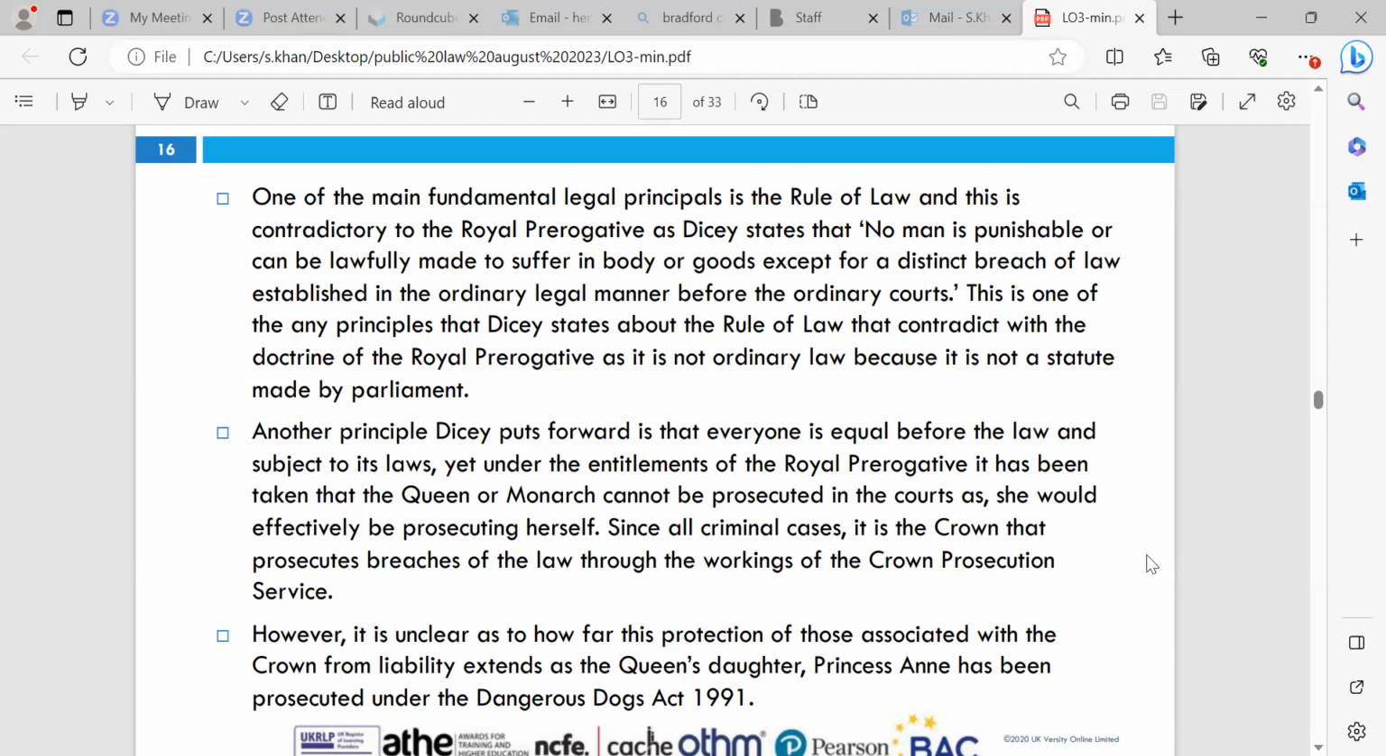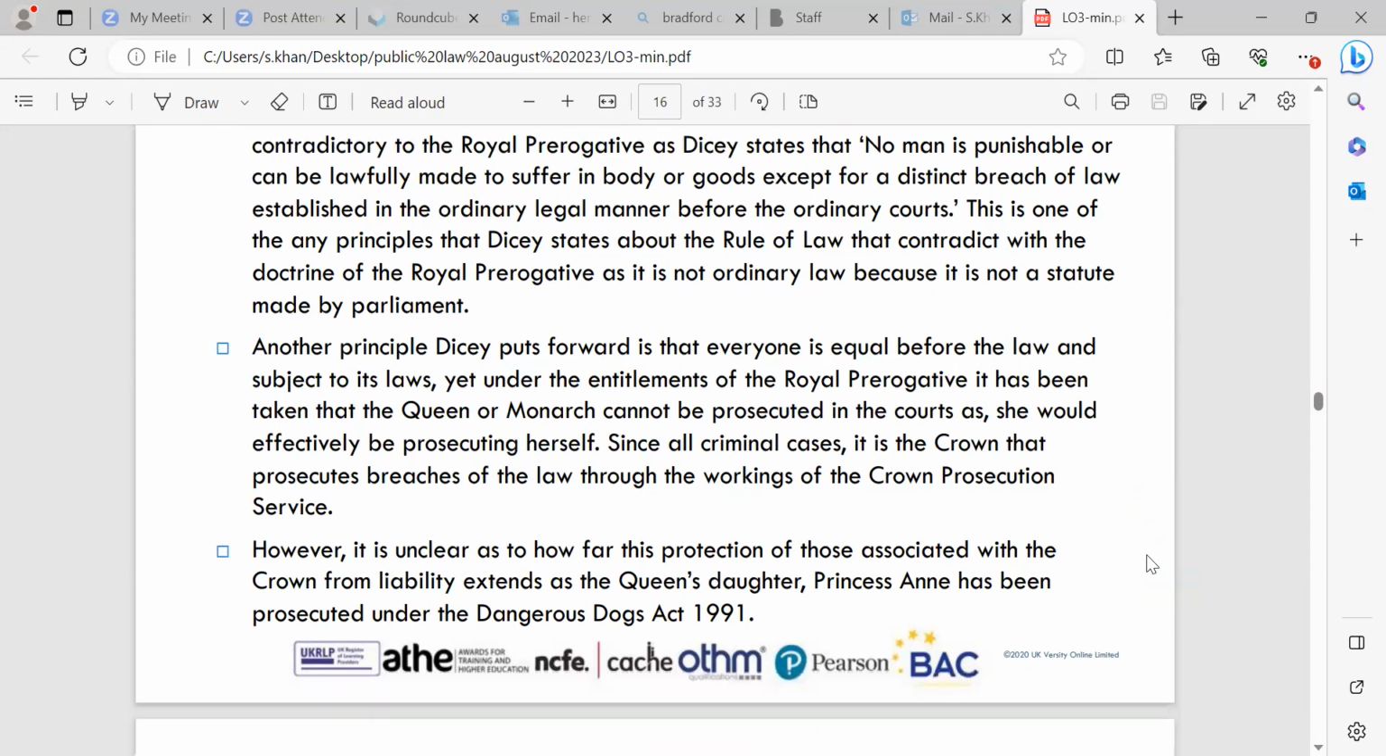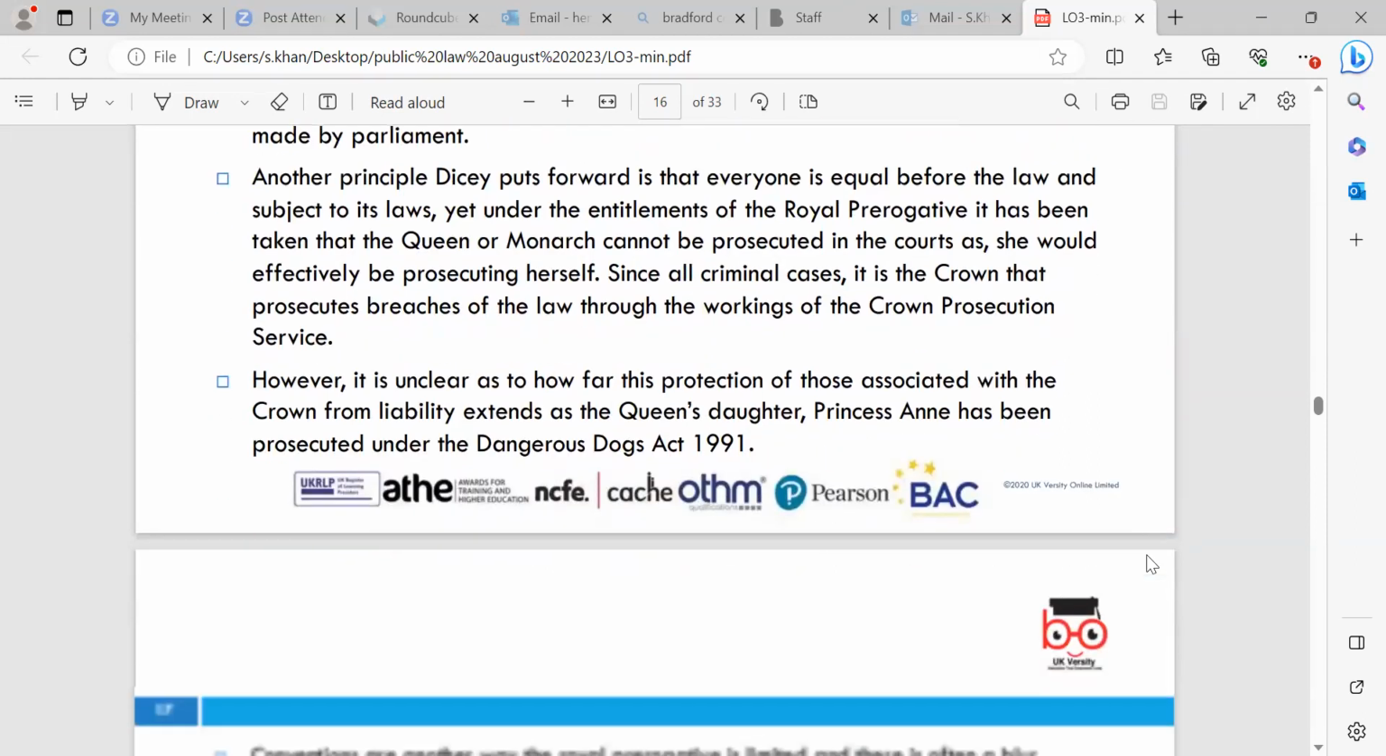Another principle Dicey puts forward is that everyone is equal before the law and subject to its laws, yet under the entitlements of the royal prerogative it has been taken that the Queen or the monarch cannot be prosecuted in the courts, as she would effectively be prosecuting herself. Since in all criminal cases it is the Crown that prosecutes breaches of law through the workings of the Crown Prosecution Service. However, it is unclear how far this protection of those associated with the Crown from liability extends, as the Queen's daughter Princess Anne has been prosecuted under the Dangerous Dogs Act 1991.